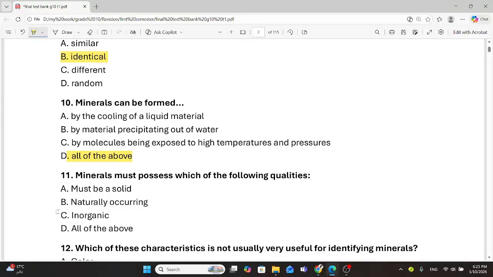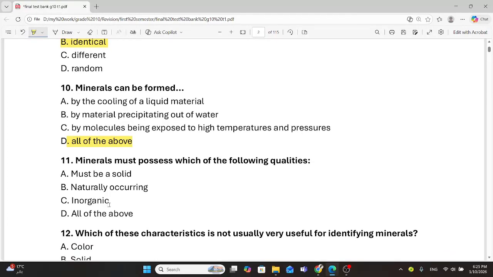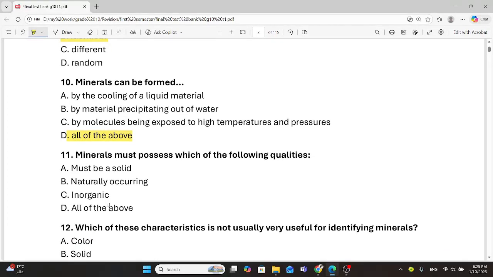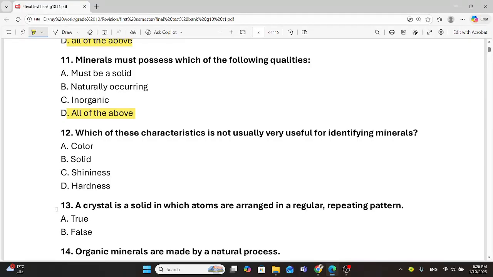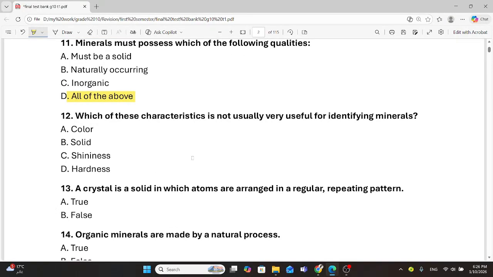وبيقولك can be formed from، السؤال ده زي مثلا بيقولك can be formed of sedimentary rocks، igneous rocks، metamorphic rock، فهي all of them. mineral must possess which of the following qualities؟ المفروض تحقق ايه من الجاي؟ must be solid، naturally occurring، inorganic، يبقى ايه all of the above. which of these structures isn't usually very useful for identifying minerals؟ طيب color، color ليه؟ لأن في minerals مختلفة عن بعضها ولكن عندها نفس الكالر، وفي minerals شبه بعضها في كل حاجة ويبقى هما نفس الجروب ولكن مختلفين في الكالر، فعشان كده بنقول ان هو مش اليوسفول قوي ان احنا نعمل identification بيه.